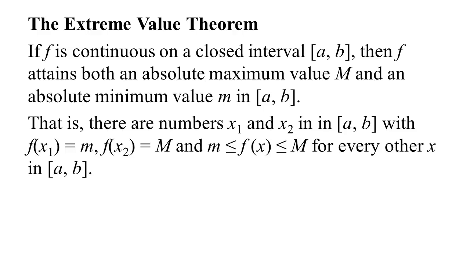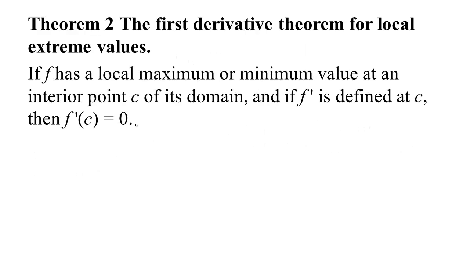So what they're saying is that there are numbers x1 and x2 in the domain, in that interval [a, b], where you can plug in and get the smallest value out, and you can plug in and get the biggest value out, and all the other values are either equal to those or somewhere in between, for every other point in the interval. Basically it's just saying if you have a continuous function on a closed interval, it's got to have an absolute max and an absolute min.